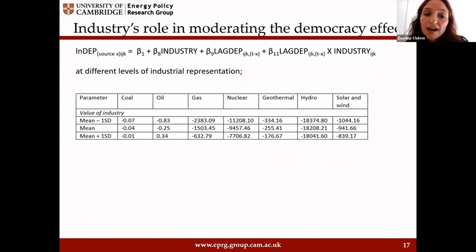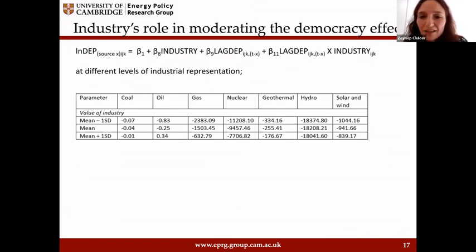But if we move to a higher level of industry, say the mean plus one standard deviation, then we see that, again, most of these coefficients are negative, but the magnitudes of these relationships decrease. So they're negative, but less negative. Or in the case of oil, we actually switch from a negative to a positive democracy relationship. So clearly industry is playing a role in counteracting that negative or inhibitory effect of democracy on energy deployment.